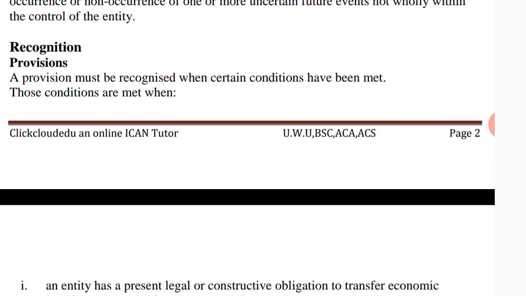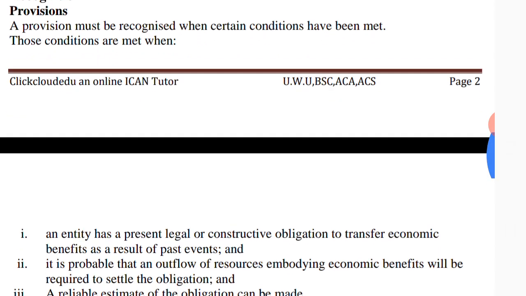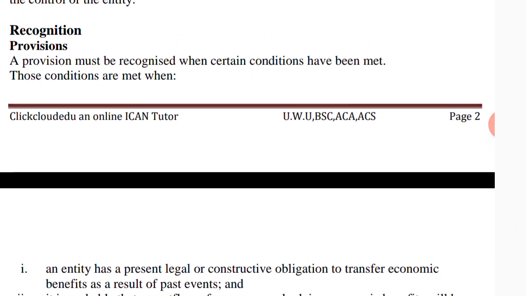So let's go to the recognition criteria for provisions. Provisions must be recognized when certain conditions have been met.